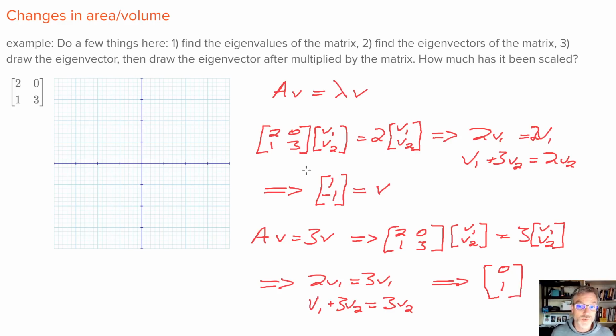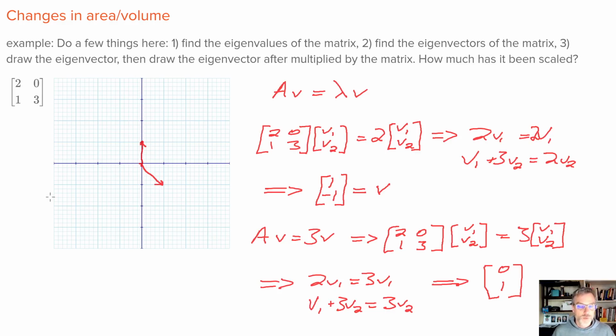Okay, so what this says is that these two directions, this 0 and 1, and this other one, 1 minus 1, these two directions don't change when I multiply all vectors in that plane by that matrix. Okay, so they might be stretched out, perhaps, or compressed a bit, but they don't change direction. They stay in that direction.